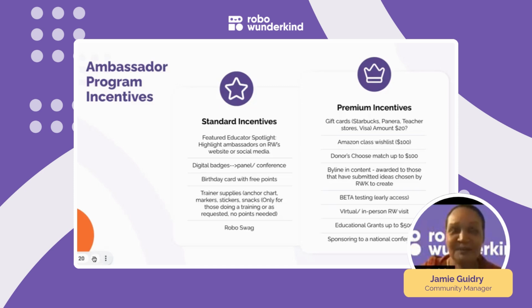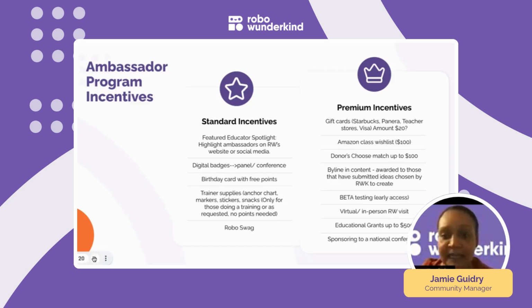So some folks really appreciate having that, right? Just like we add our national board certification or something along those lines, you can have this badge that says, hey, I'm a certified ambassador with Robo Wunderkind. There's another mention of points. Again, this is something that will come later, but it is a community. So I think it's really important to acknowledge one another's special events, birthdays included. Some more tangible things, trainer supplies, anchor charts, markers, stickers, all of those things that go into you presenting at an event or you conducting a training in your school will support with those materials.